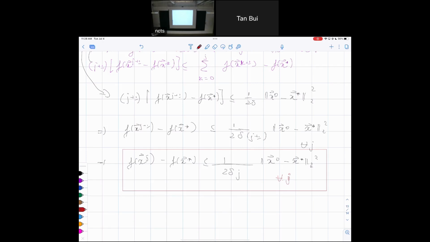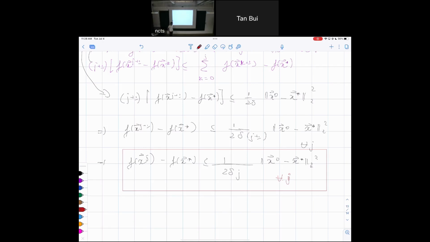There are two remarks here. First, we immediately see that f(x_j) converges to f(x*) as j approaches infinity, as you run your iteration more and more. Second, this inequality not only tells us that, but also tells us more. It tells us the convergence rate as well.